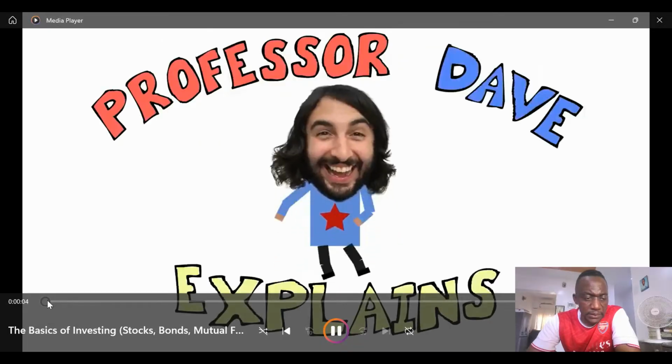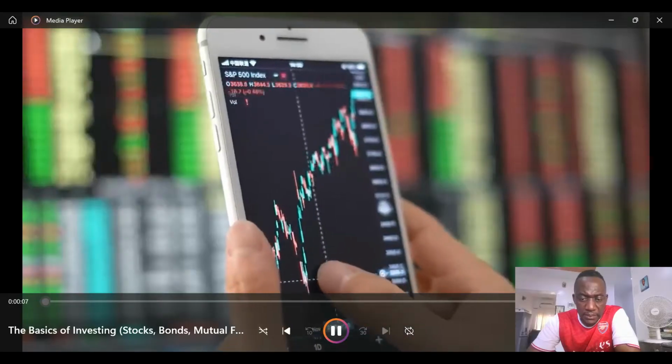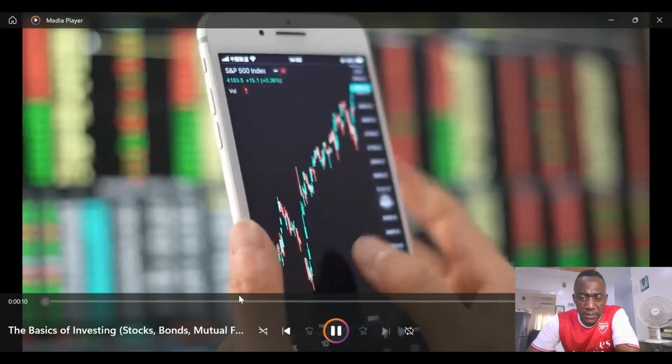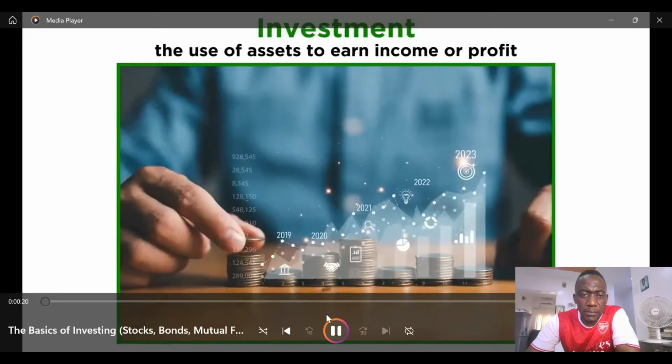Professor Dave explains. Most people have heard that investing is the best way to accumulate wealth. Investment is the act of redirecting resources from being consumed today so that they may create benefits in the future. More precisely, investment is the use of assets to earn income or profit.